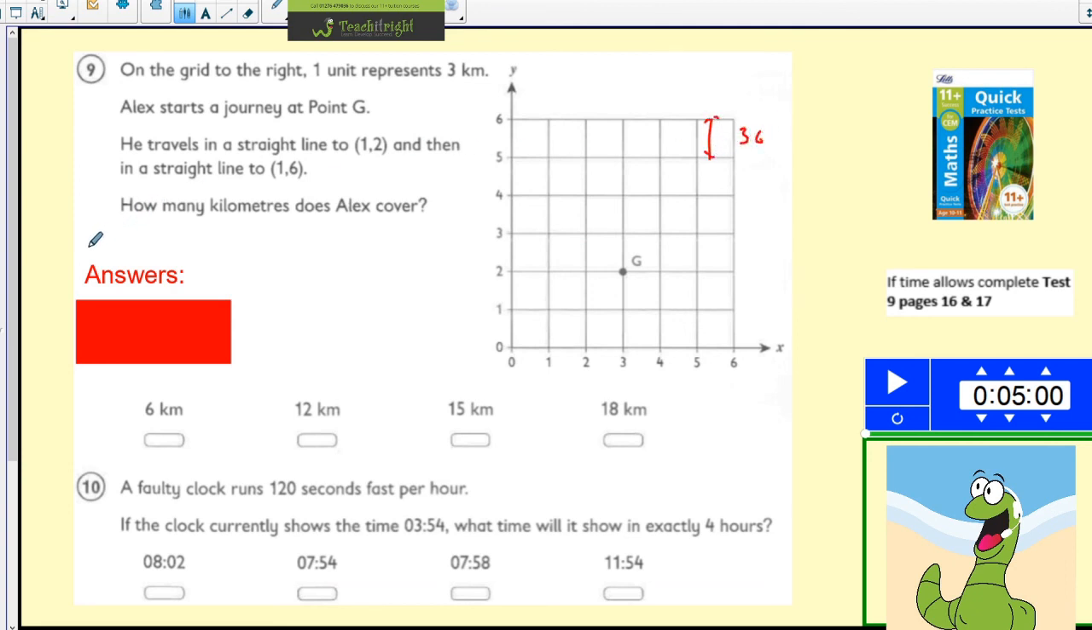Number 9, on the right to the grid, 1 unit represents 3 kilometers. That means this is going to be 3 kilometers. Okay. Alex starts a journey at point G. He travels in a straight line to 1, 2. So the rule is along the corridor, up the stairs. So that's where he travels.